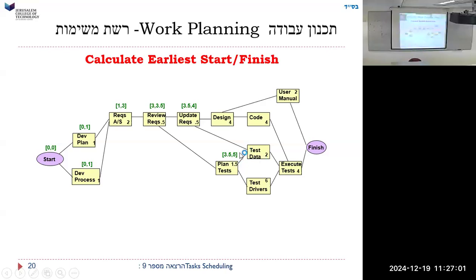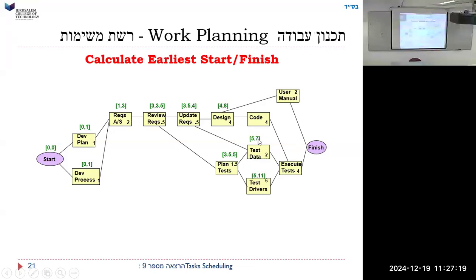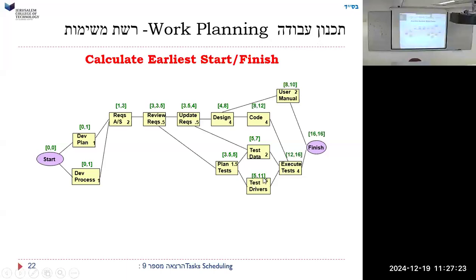Here's the question. When is this one going to finish? 7. Exactly, because this one's 5, this one's 4, and this one's 5. He can't start until this one finishes. So it's gonna be 7. So there you go, there's a 7, and there's an 8, and he's 5 plus 6 is 11. So it's exactly like the video, right?